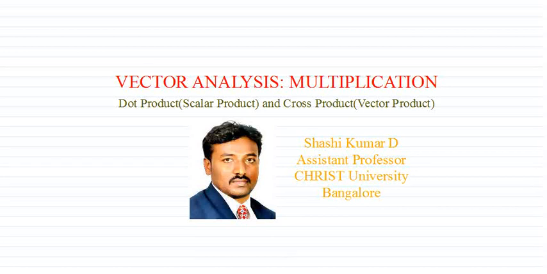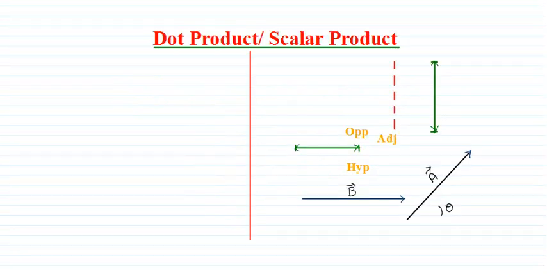Dear students, in this lecture I'll be discussing multiplication of vectors. Multiplication of vectors can be performed using either dot product or cross product. Dot product is also known as a scalar product and cross product is also known as vector product. Let us take one by one. First, let us talk about the dot product.